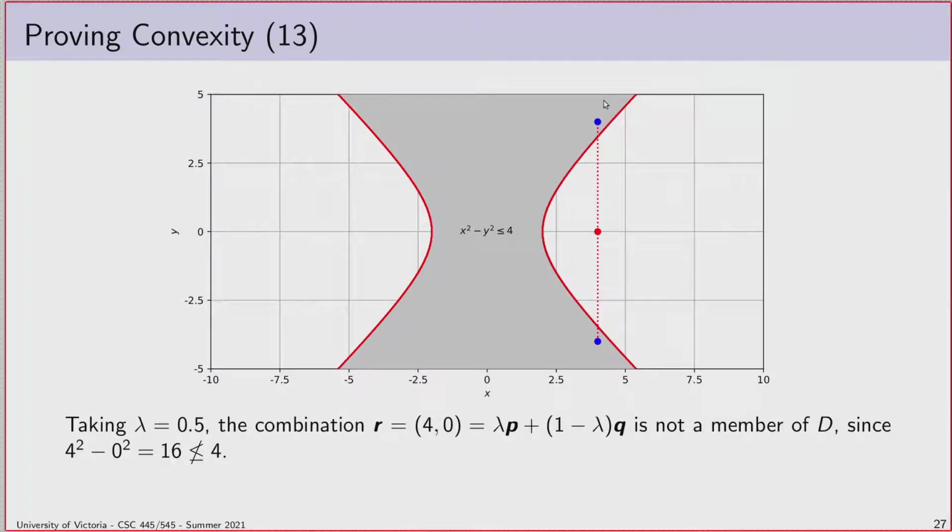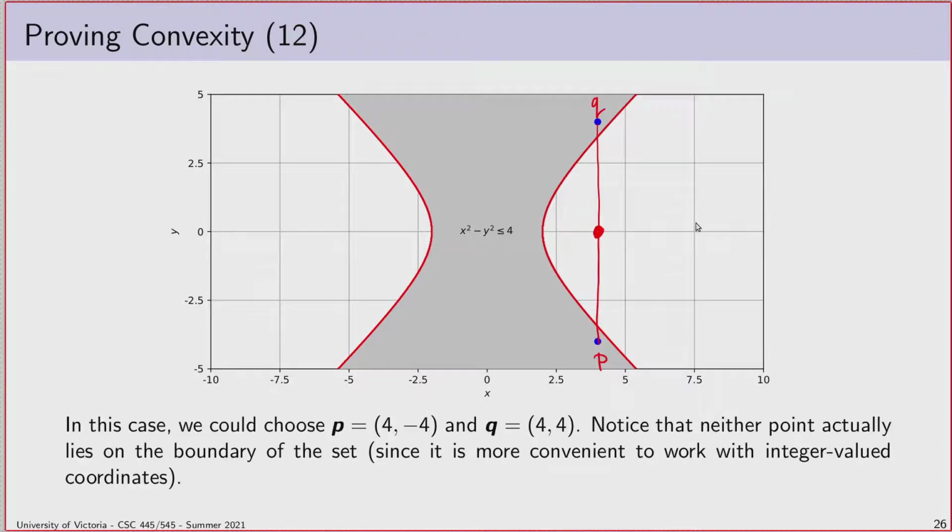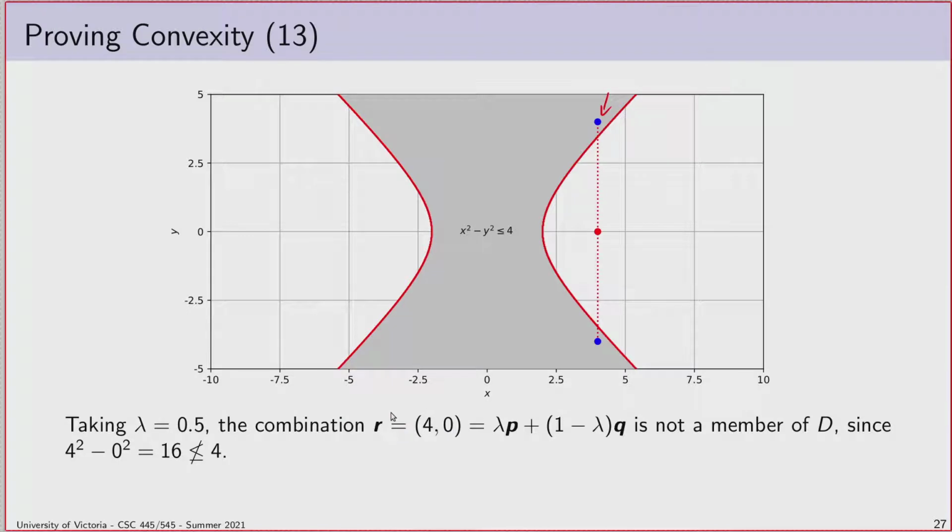So here, I choose 2 points that are definitely in the set, and just to clarify, you can demonstrate that 4 squared minus -4 squared is less than or equal to 4. Then I take the combination of taking lambda to be 0.5, so halfway between these 2 points. I can show, just by applying the definition, that 4 squared minus 0 squared, because this is 4, 0, is 16, which is not less than or equal to 4. And that means that this point here is not in the set, and that means the set isn't convex.